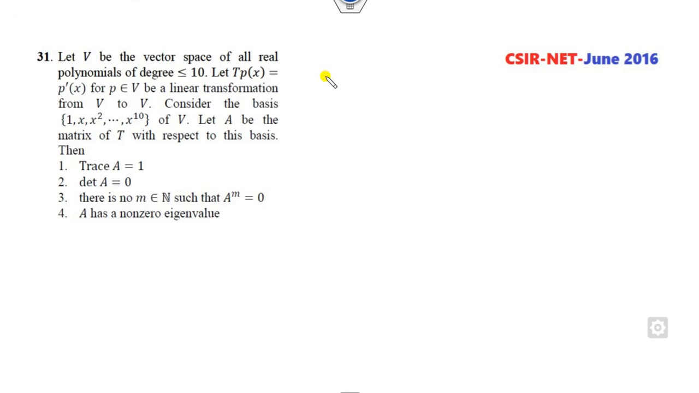Okay, V is the vector space of the polynomials of degree less than or equal to 10. So what is the dimension of V? 11. Because whenever it's a polynomial of degree less than or equal to n, the dimension will be n plus 1. Define the mapping T of p(x) as the derivative.